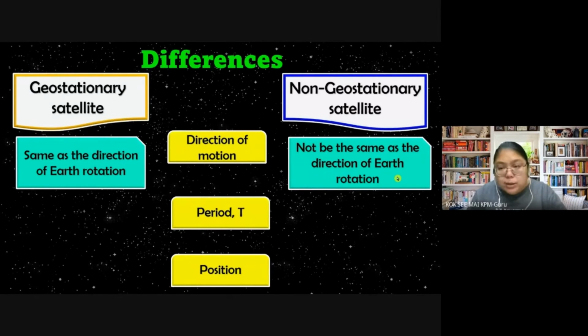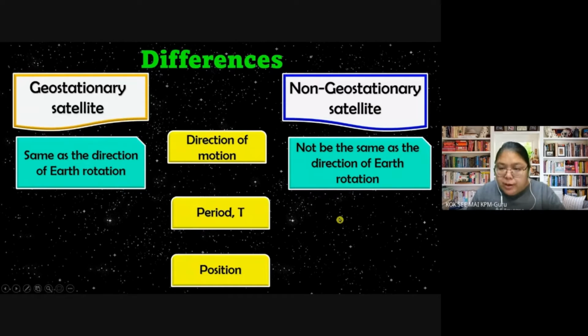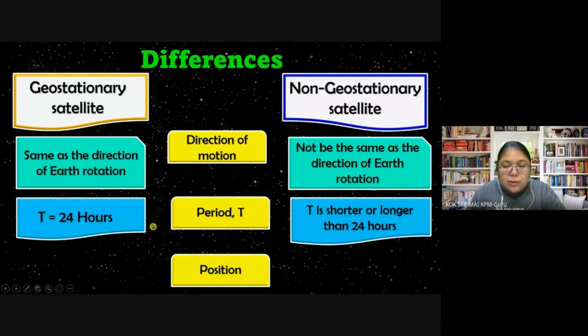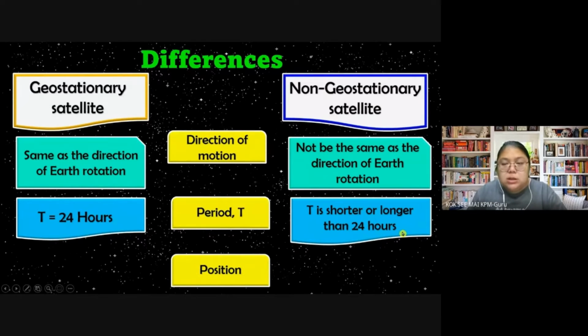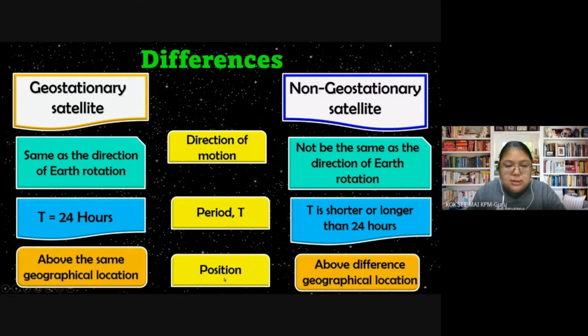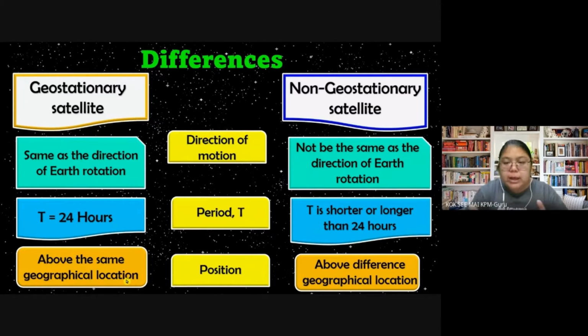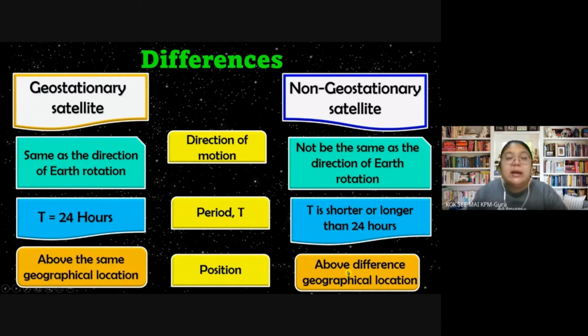It does not have to follow. Okay, periods. This one is surely 24 hours. This one can be shorter. This one can be longer. Okay, how about the positions? Above the same geographical location. So the line is always the same as the Earth's rotation. Okay, this one is above different geographical locations.